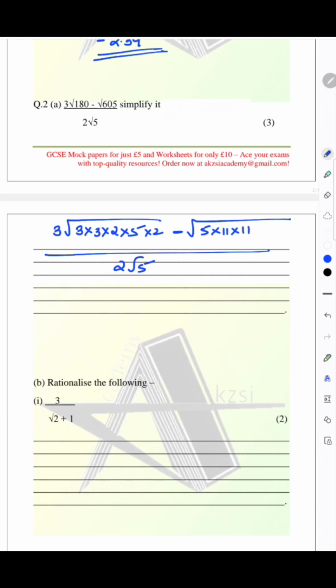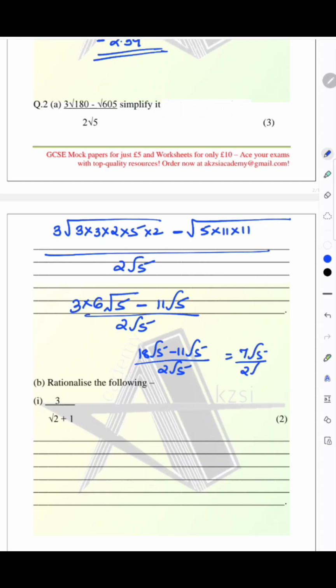I can take out the pair 3 and this 2. So this will give you the answer as 3 times 2, 6, and 3 is already outside, root 5 minus 11 root 5 over 2 root 5. This is 18 root 5 minus 11 root 5 over 2 root 5, which will give you the answer as 7 root 5 over 2 root 5, and this is 7 over 2.